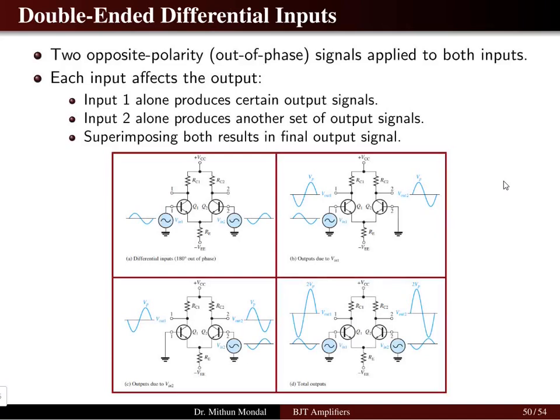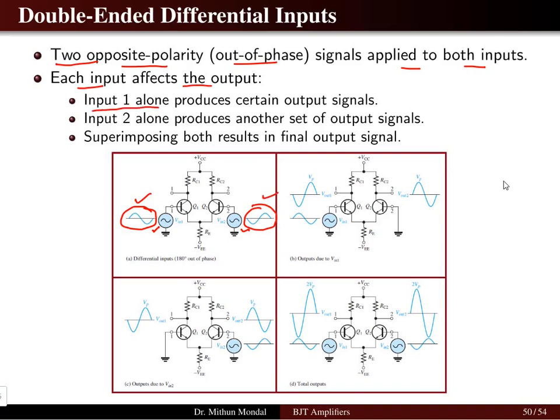In double-ended differential input, we have two opposite polarity signals. Opposite polarity means out of phase signals which are applied to both the inputs. So here you can see this is input 1 and this is input 2. Both are applied, and if you observe the signal polarity, these are out of phase with each other by 180 degrees. Each input will affect the output in this case because you have two inputs. So each input will affect.